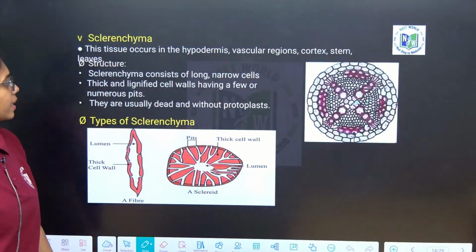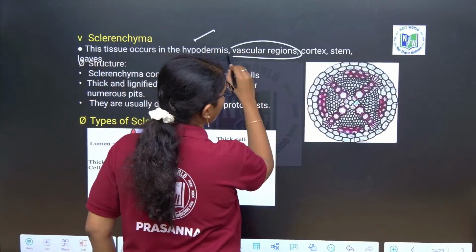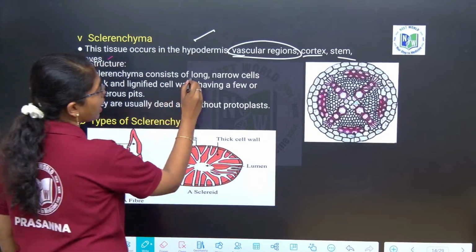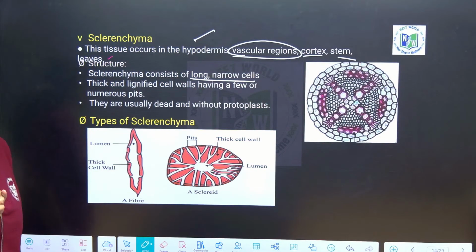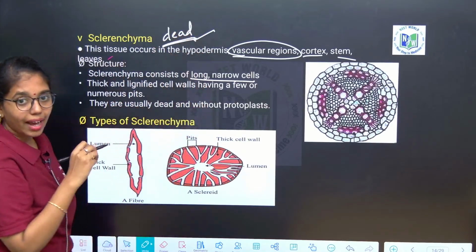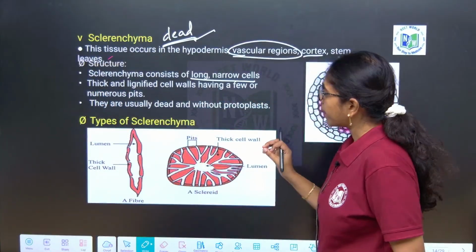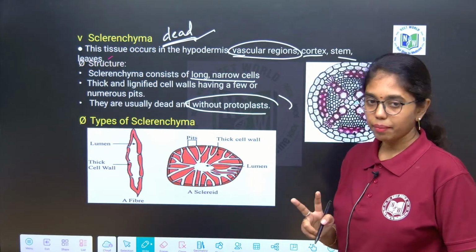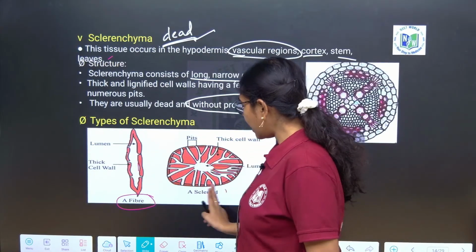Now if you see sclerenchyma, it occurs in hypodermis, vascular region, cortex, stem and leaves. Sclerenchyma consists of long narrow cells, and has thick and lignified cell walls. Sclerenchyma cells are dead, they do not have conspicuous nuclei inside them. These cells are dead, and they do not have any protoplast. You have two types of sclerenchyma based on the lumen present inside it, those are fibers and sclereids.